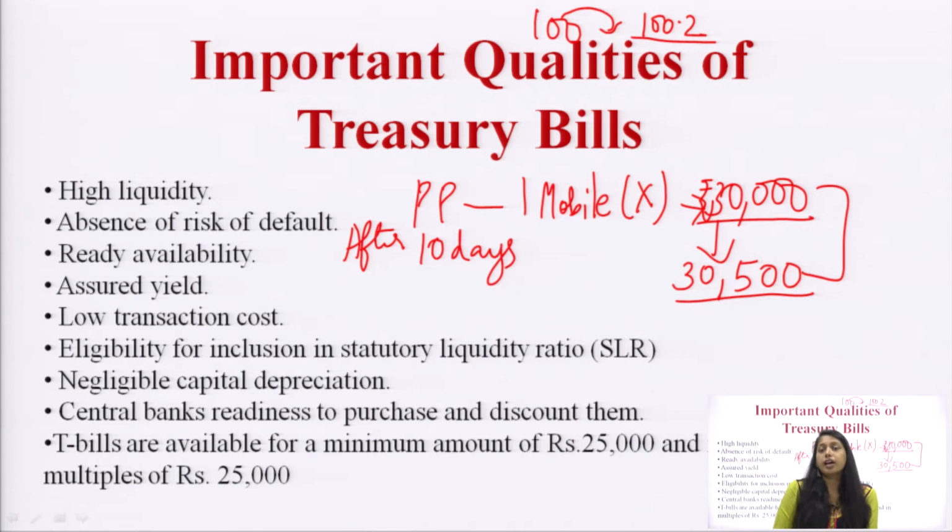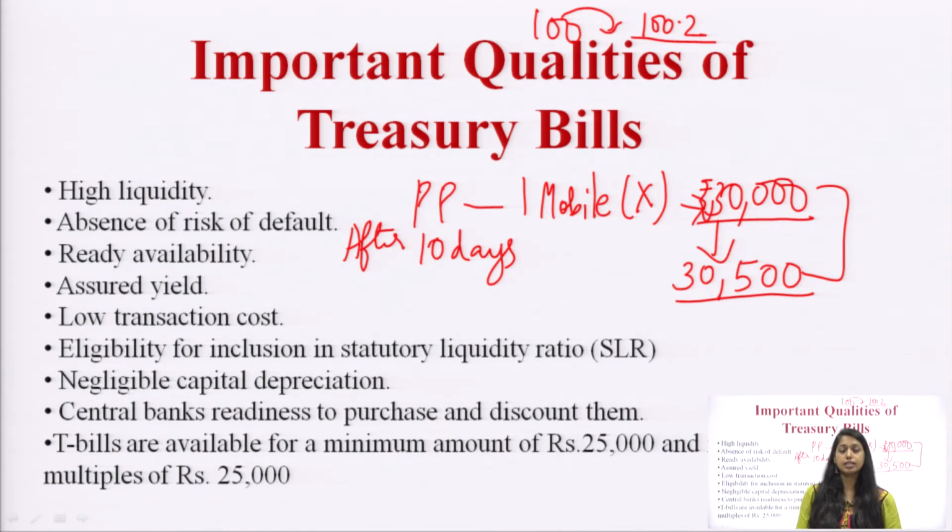The next thing, if I am interested in buying the T-bills, what should be the minimum amount that I need to invest in? The minimum amount that I need to invest in the purchase of the T-bills is 25,000. And it has to be in the multiples of 25,000. So, I cannot pay 25,003 rupees, or 25,005 rupees, or 25,010 rupees. No, it has to be 25,000, 50,000, 75,000, 1 lakh rupees, in the multiples of 25,000.